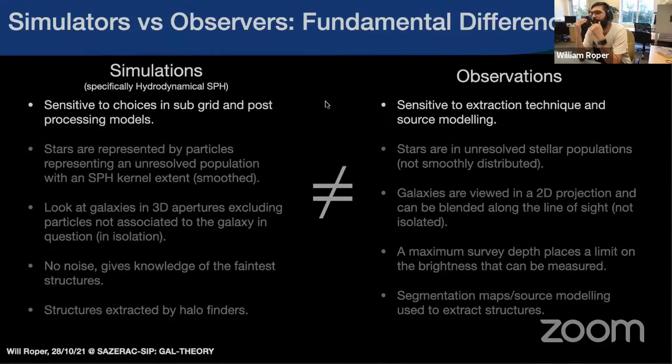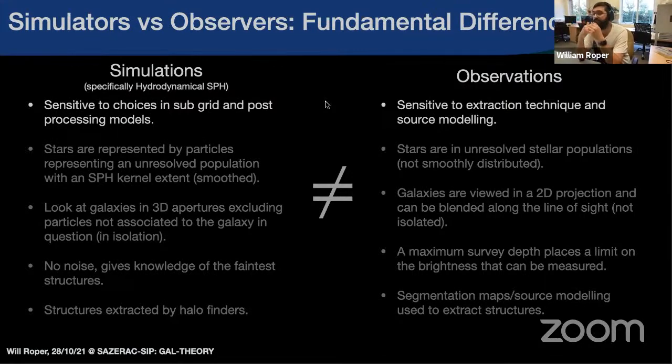So they are important, that is undisputable, but it's very, very hard to compare like with like. There are fundamental differences between the real universe when we look with a telescope and simulations. And here I'm going to focus on hydrodynamical SPH simulations because it's what I know.